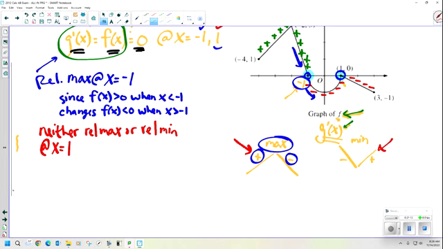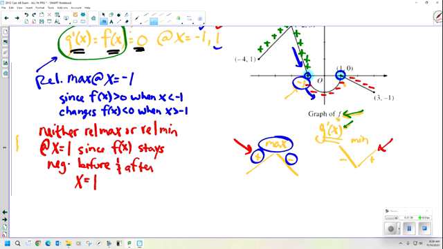And again, these words can be written one of a million different ways. Since f of x stays negative before and after x equals 1, the sign doesn't change. You could have said that as well. There are one of a million different ways.